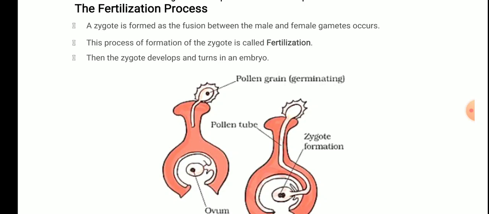What is stigma? A stigma serves as a landing platform for the pollen grains. Style is a long tubular structure through which the germinated pollen grain reaches the ovary or the ovule. And what is the ovary? Ovary is the main part of the female reproductive part, which consists of ovule, and inside it there is a female gamete, or we can say egg. And the pollen grains contain the male gamete.